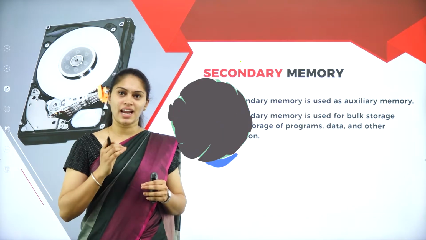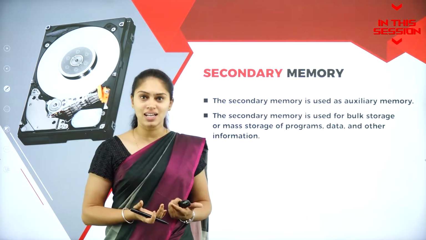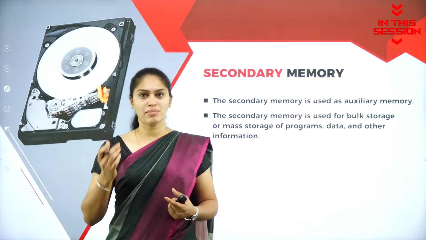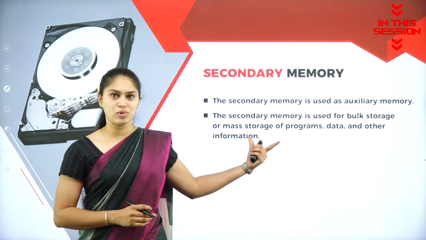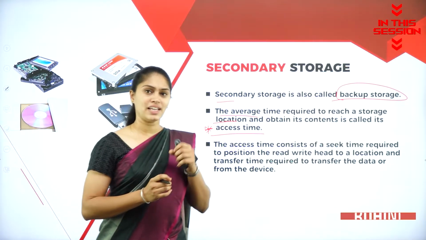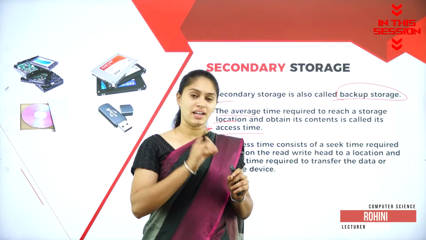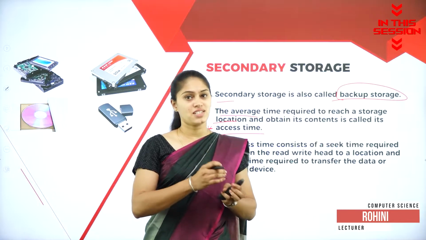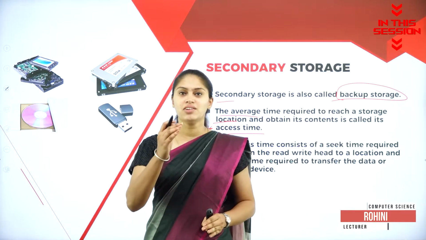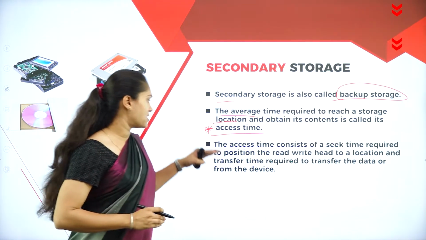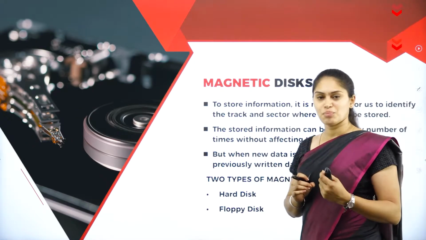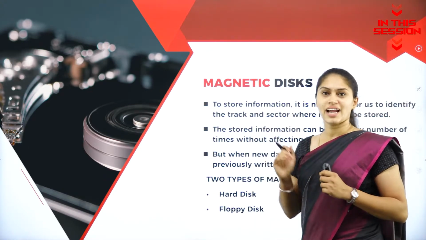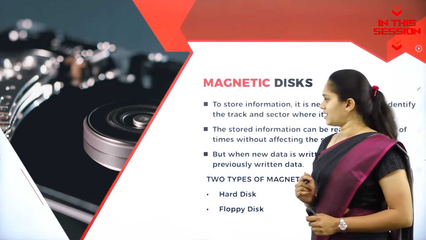When I want to store data and information of a large size, a bulk or mass amount of data, at that time we have to go with secondary memory. The average time required to find a location and fetch the content that resides in that particular location, we can call that access time. Identification of the tracks and sectors is important in order to read and write the content from the magnetic disk.